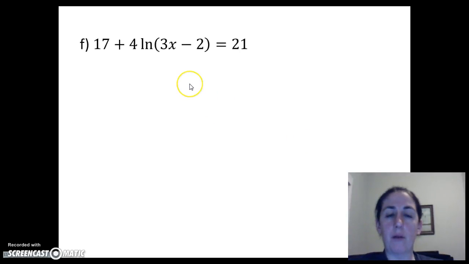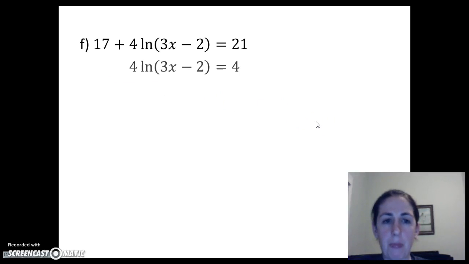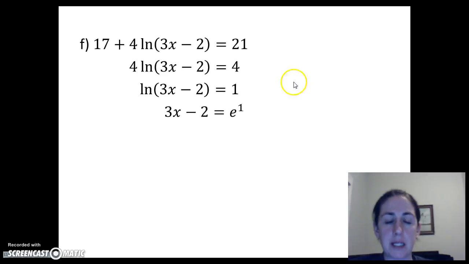Here's a little bit more in depth. Solve it just like any other equation. Isolate the variable. So we'll start by getting rid of the 17, so we'll subtract 17 from both sides. This is 4 times the natural log, so we'll divide both sides by 4. And now the variable is stuck inside a logarithm, so we need to make the natural log go away. Natural log is base e, so we'll take a big exponential base e. Raise this side to e, raise this side to e. The natural log and the e cancel, and we're left with 3x minus 2 equals just e to the 1 power, or e. Add 2 to both sides, and divide by 3.